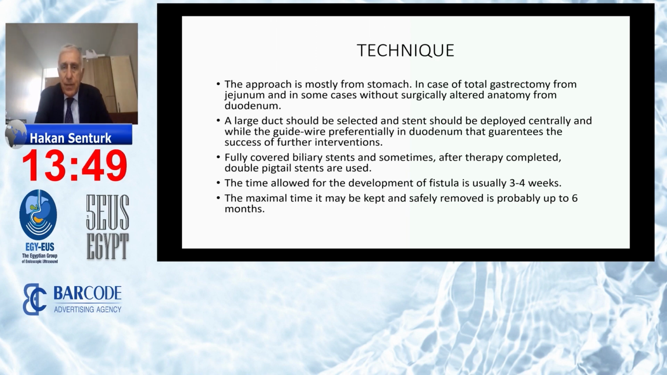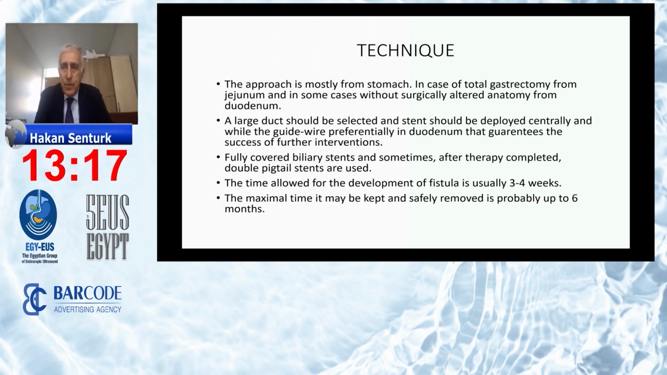A large duct should be selected and the stent should be deployed centrally, with the guide wire preferentially in duodenum. Because if our guide wire is in duodenum, we guarantee that further interventions will be successful. If we put the stent in a very peripheral bile duct, and if we cannot approach the central ducts, then we cannot do further procedures.